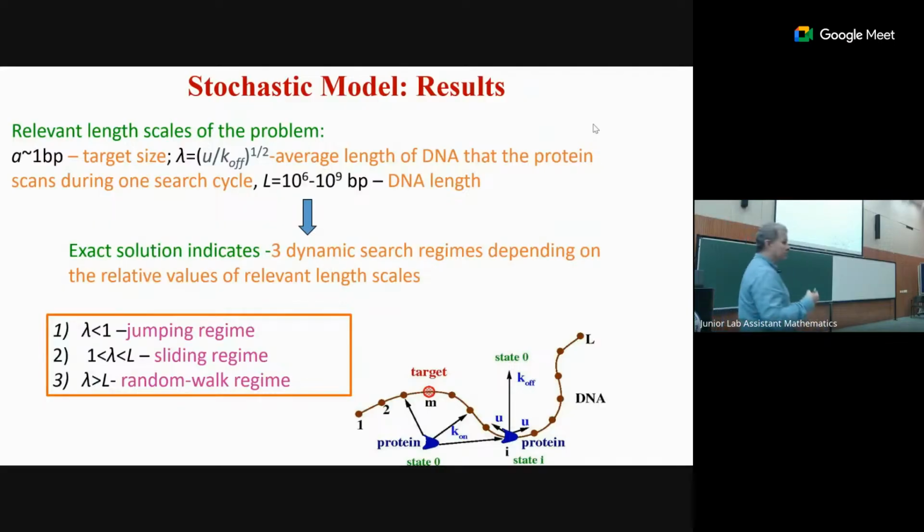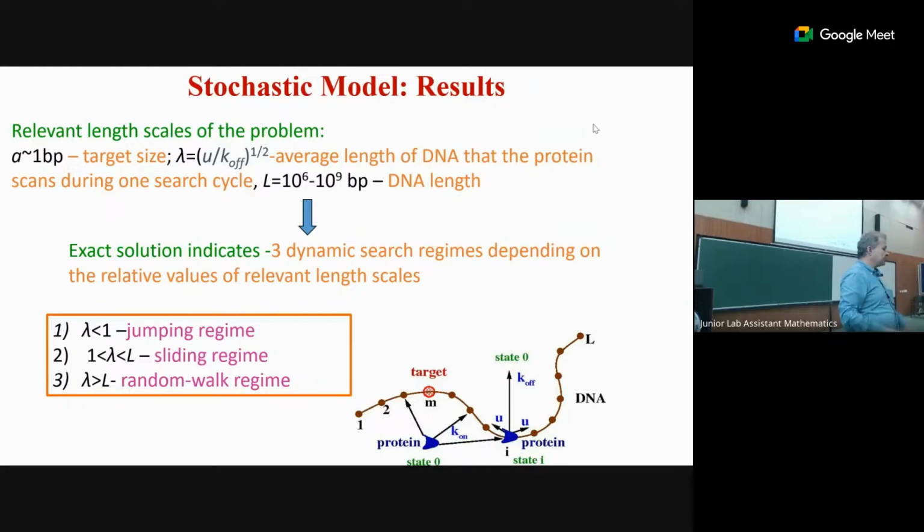Again, this is a stochastic model. You solve this model using the first passage approach. That was the reason we were discussing first passage before. And there is a relevant length scale. There are several length scales in the problem. First of all, there is the target size, of the order of several base pairs. There is also another length scale, which looks similar to what we had before. Remember, in all previous problems, we had the scale square root of diffusion coefficient over dissociation rate. This is the average length of DNA scanned during one search cycle. And there is another length scale, the DNA length. So there are 3 length scales in your problem: size of target, scanning length, and length of DNA.